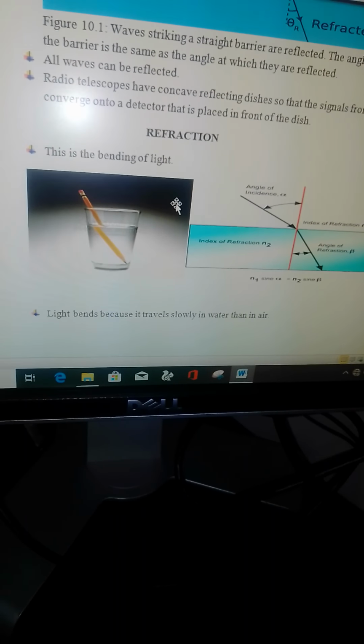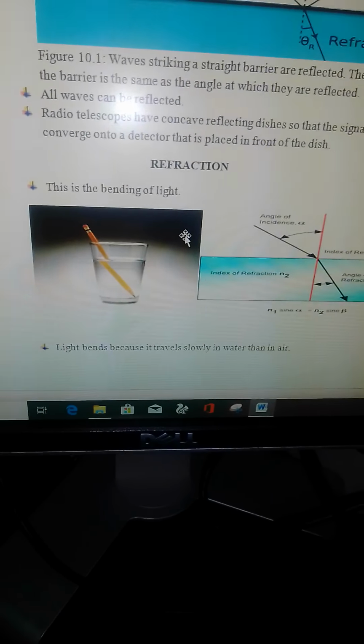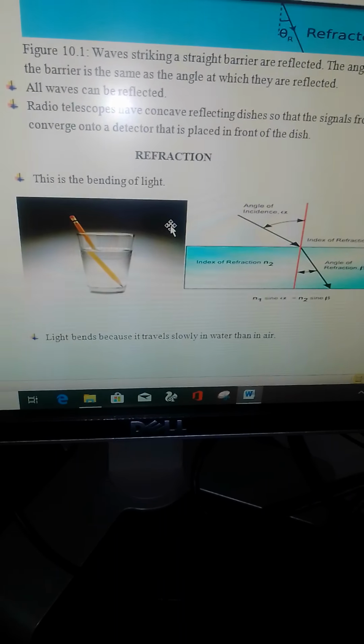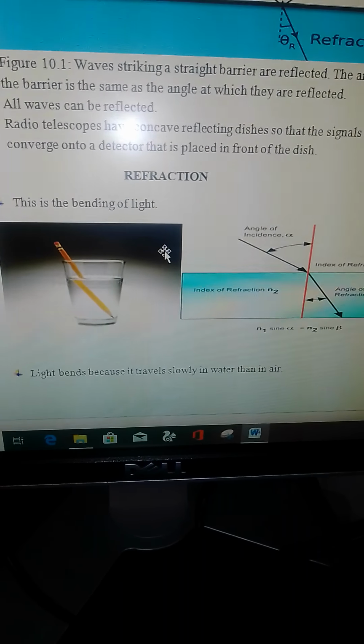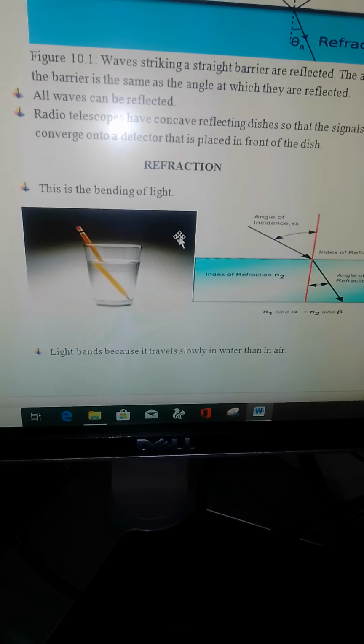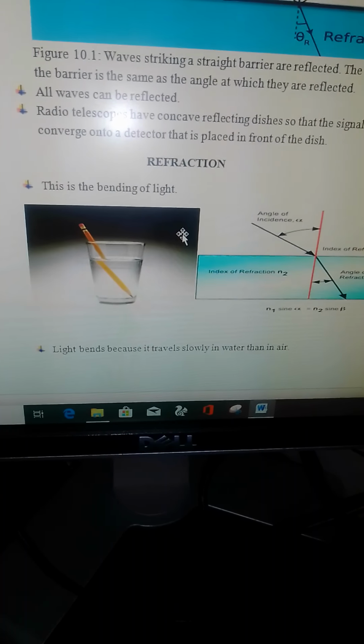Refraction is a property of waves. A wave can change direction. This change in direction of a wave as it passes from one medium to another is called refraction. Sometimes you can say this is the bending of a wave or light. Light is an electromagnetic wave. It's important to note that.